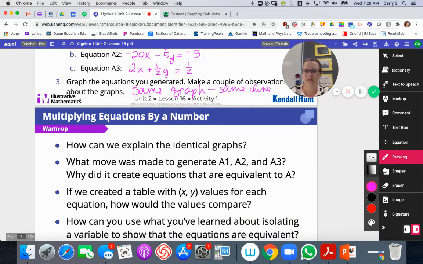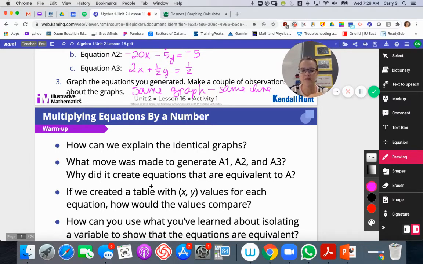How can we explain the identical graphs? Because we multiplied both sides of the equation by a factor, so everything changed equally, so they're equivalent. What move was made to generate A1, A2, and A3? We multiplied by a factor. Why did it create equations that are equivalent to A1? Because in algebra, if you multiply the left side and the right side by the same factor, you're not changing the equation. It looks different, but it's not different, okay?